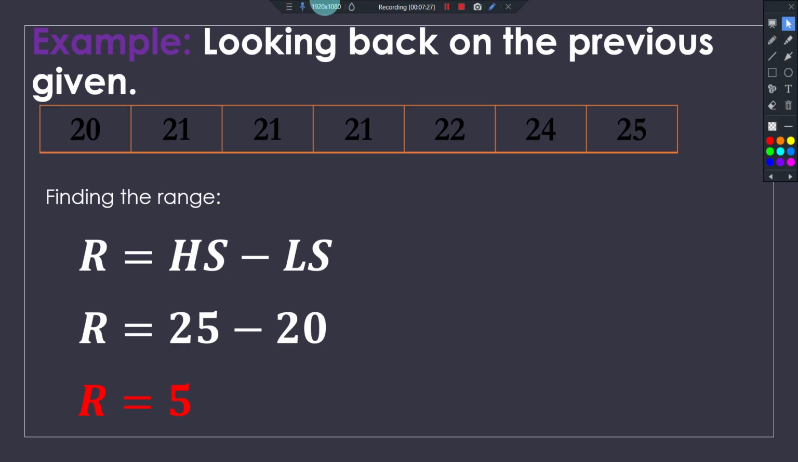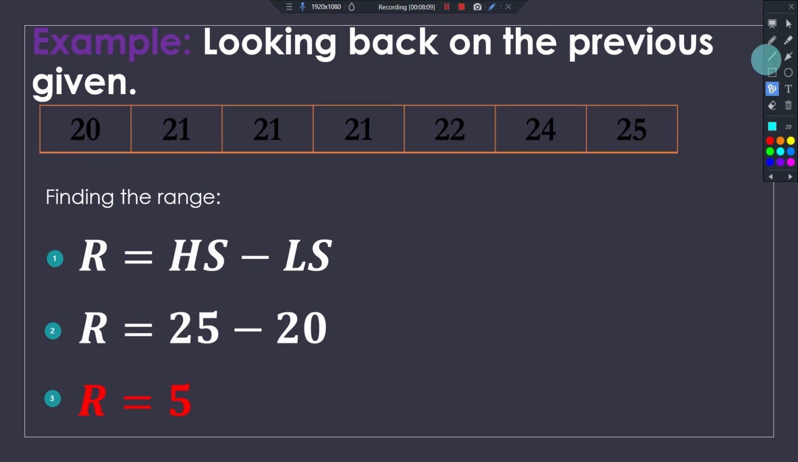Notice we have three steps here. Step 1, we are writing the formula. Step 2, we are substituting the highest score here, 25. We change the HS to 25. LS as well, we change it to 20. That's substitution. And the last step is we have to subtract it. 25 minus 20 is 5. There are 3 steps in getting the range. Okay?